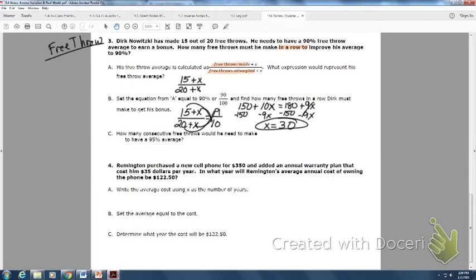Okay. Now, to get to 95%, you would do the same thing. I would still take (15 + x) over (20 + x). And we won't work this one out just for the sake of time. So I could set that equal to 95 over 100. But I just want you to know that if you can reduce that fraction, I would. It's going to make your math a lot easier.